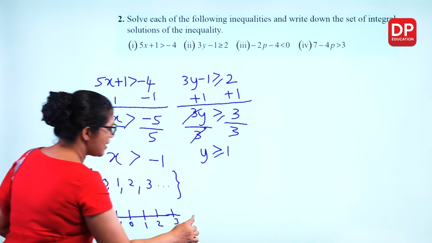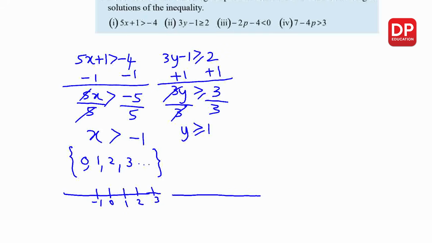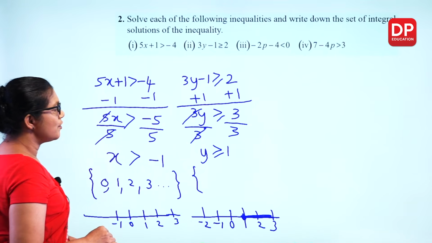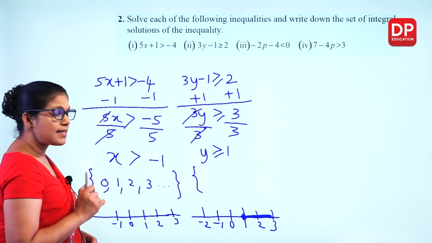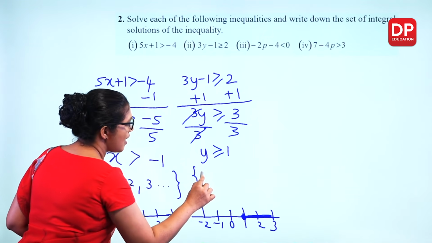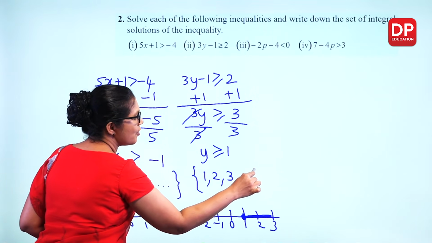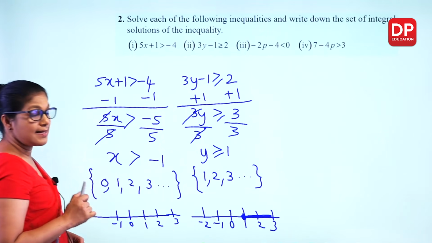Now if you take the number line, 1 is there. Greater than or equal to 1. Here 1 is included. So this side. So what is the set of integral values that satisfy this inequality? You can start with 1, 2, 3, dot, dot, dot. That means this is continuing.